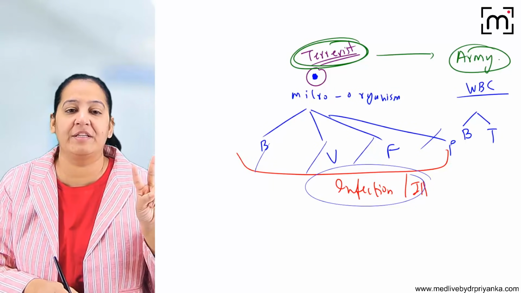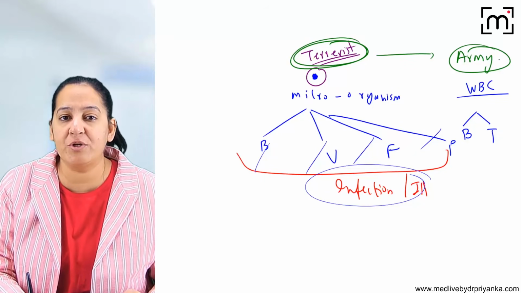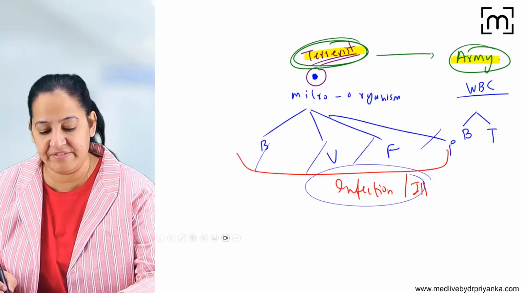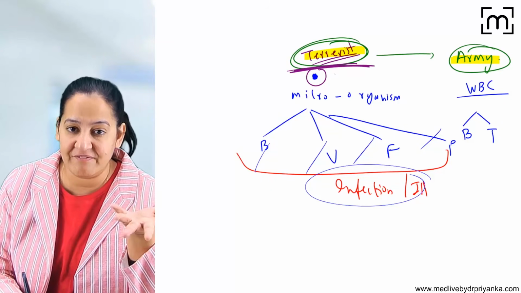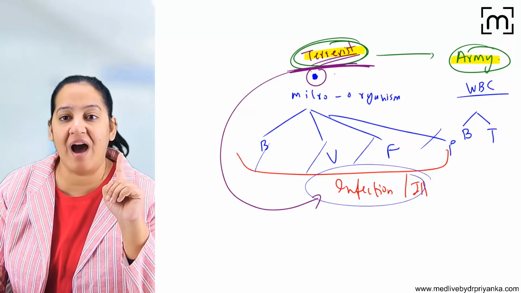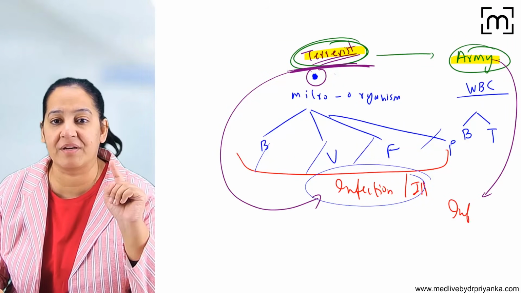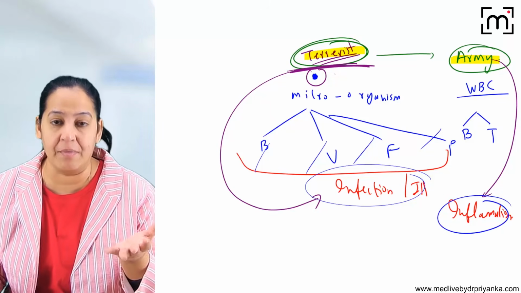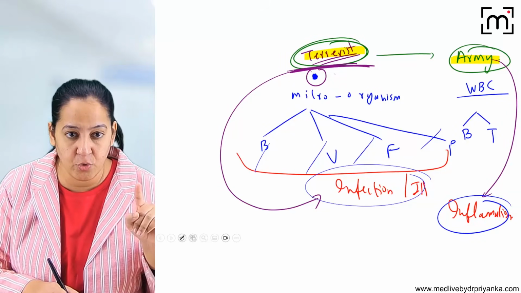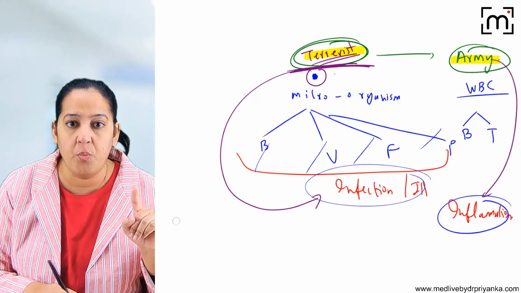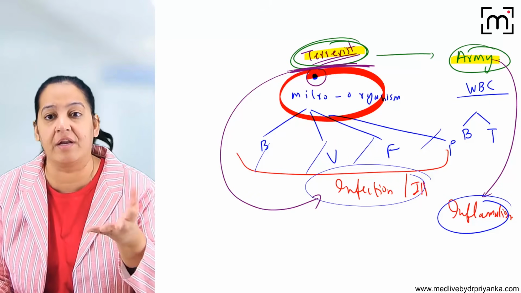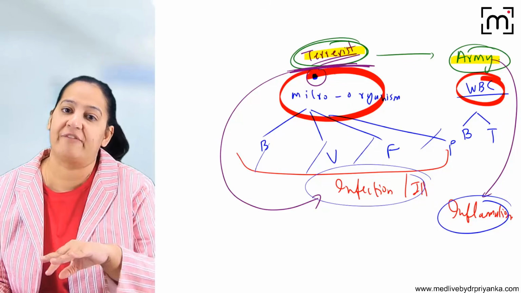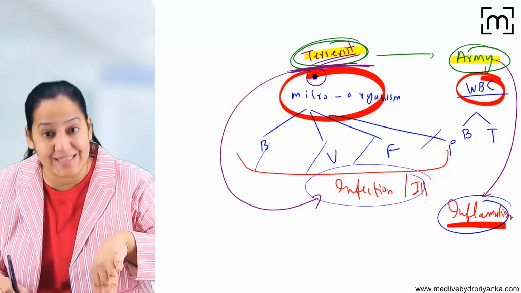So basically there is a fight between the terrorist and the army, and it depends who is winning. If the terrorist is winning the fight, the person will have infection. And if the army is winning, the person will have inflammation. That is my topic right now, inflammation. So in short, inflammation is the body's defense mechanism. What the microorganism is doing to the human body is infection. And what the WBC is doing to protect it, to prevent it, to oppose it, is inflammation. So inflammation is the defense against infection.